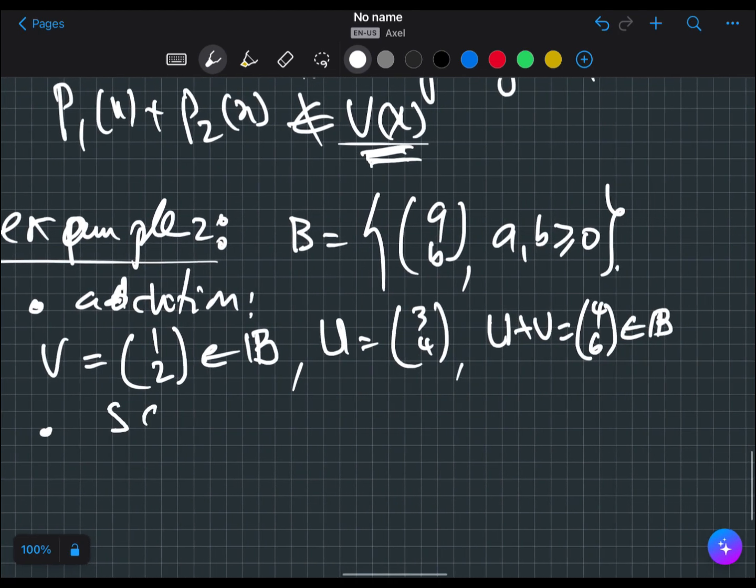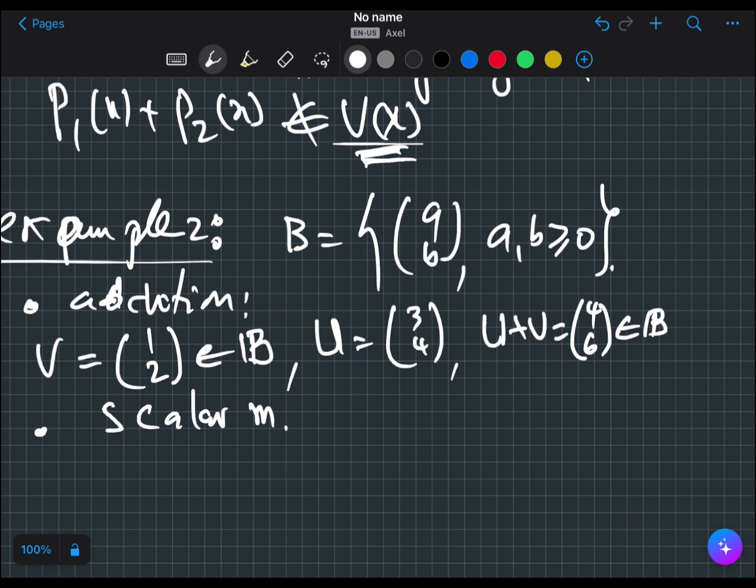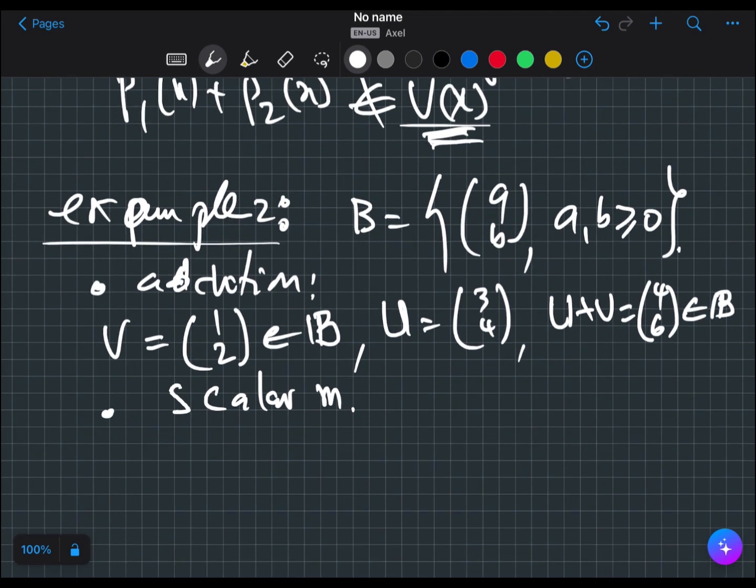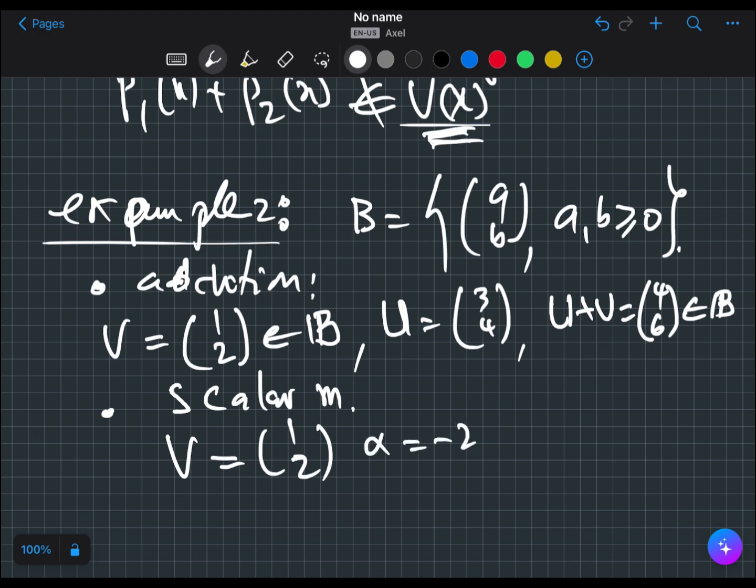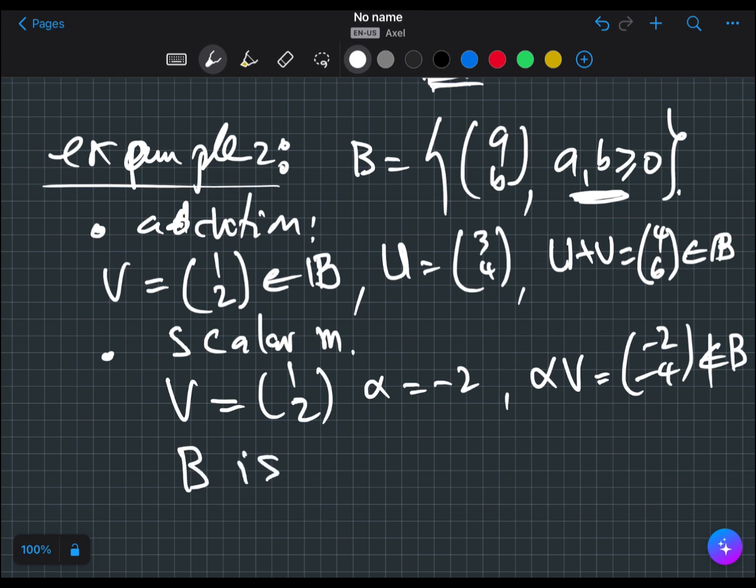Let's now check the scalar multiplication. So if we have V equal to 1, 2, and we take a scalar alpha equal to minus 2, then alpha V will be equal to minus 2, minus 4, which is not part of B because B should contain only non-negative elements. So we say that B is not a vector space. Why? Because it is not closed under scalar multiplication.